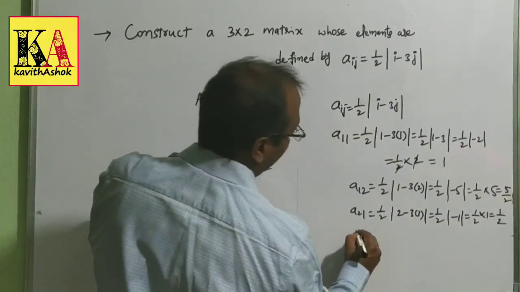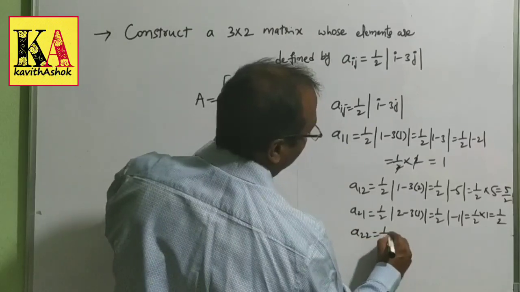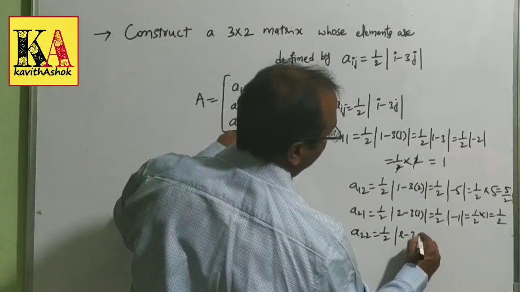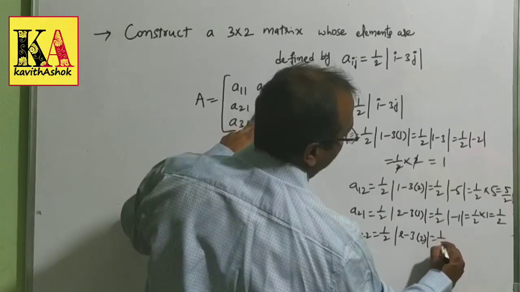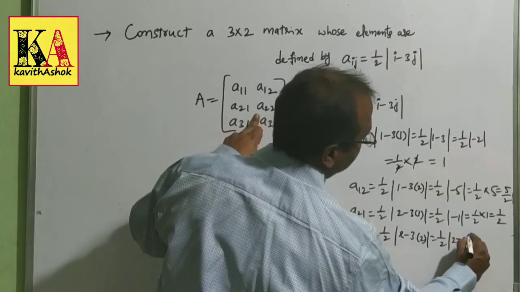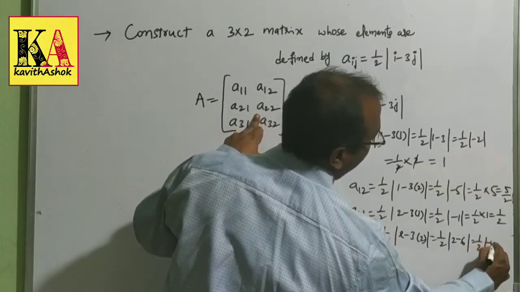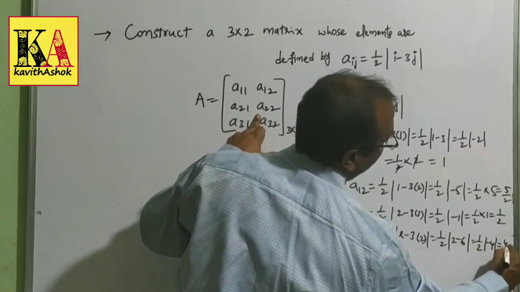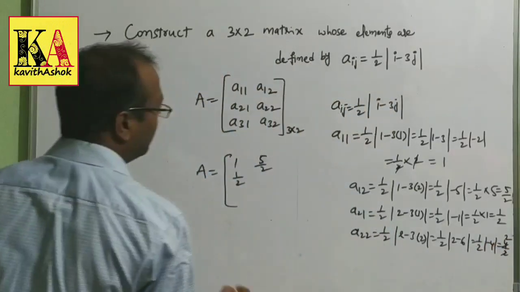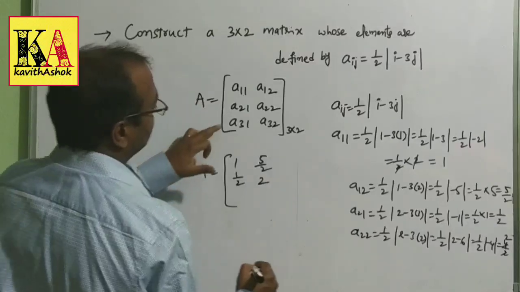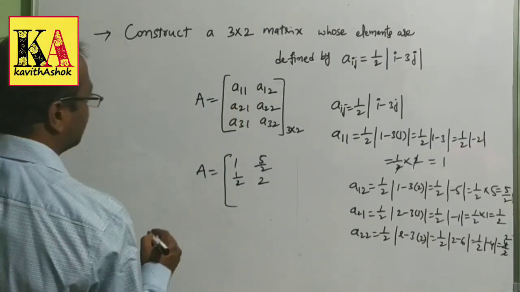Next, A22. Half of 2 minus 3 into 2. Half of 2 minus 6. Half of mod minus 4. This is equal to 4 by 2. Two ones are two, two twos are four. The value will be 2. Next, A31.